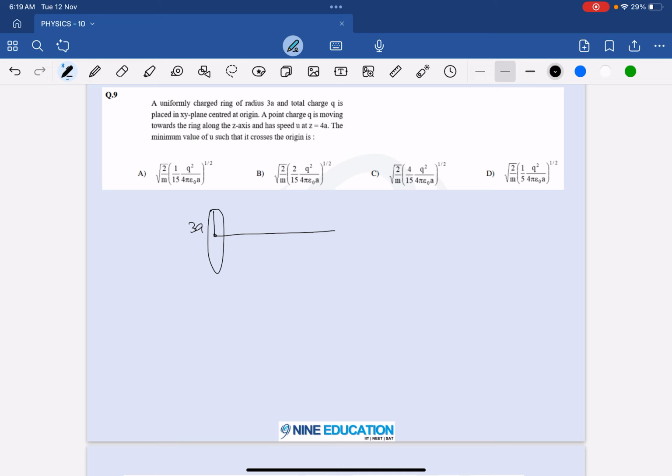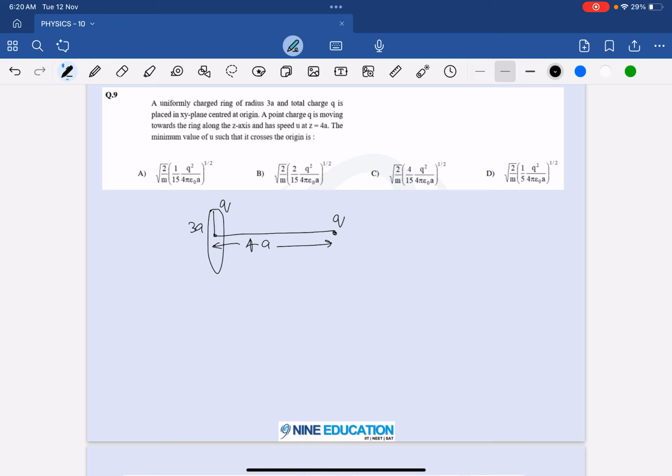I am making it in the XZ plane basically, and we will move the charge along Y. Any tension, anyone? All right, sir, this distance is basically 4a, and from here we are able to see a charge here. What is the charge here? Q moving towards the ring, and this radius is 3a, and the charge on the ring is also Q.